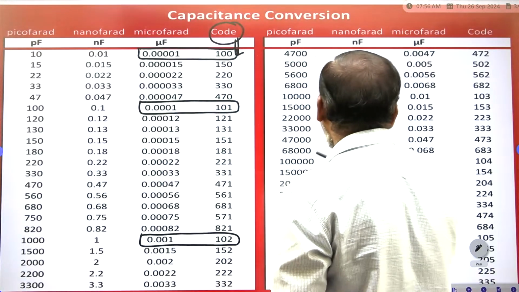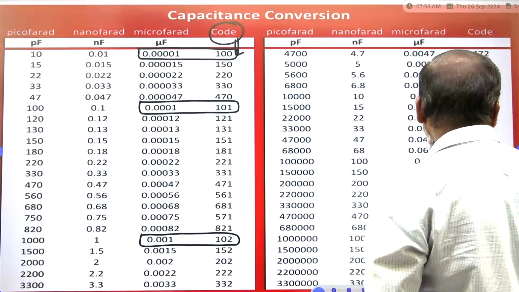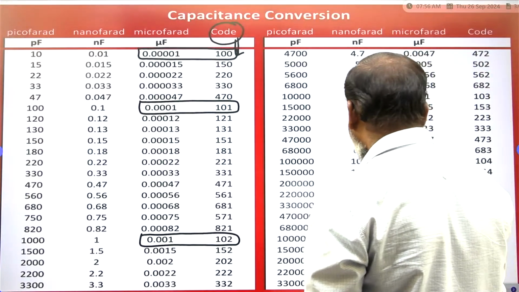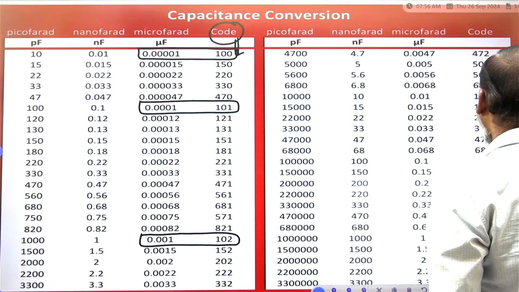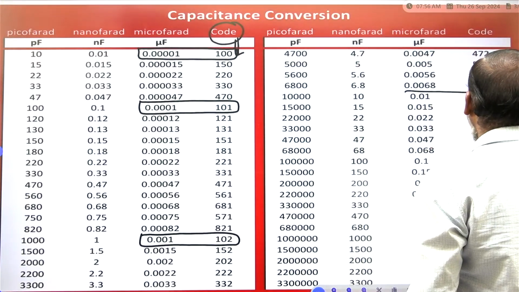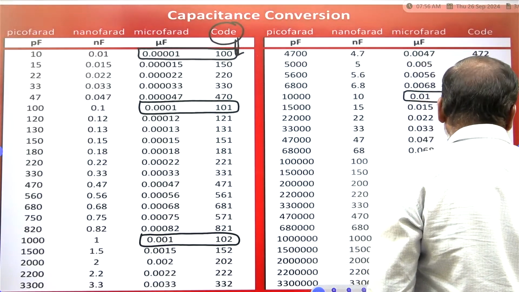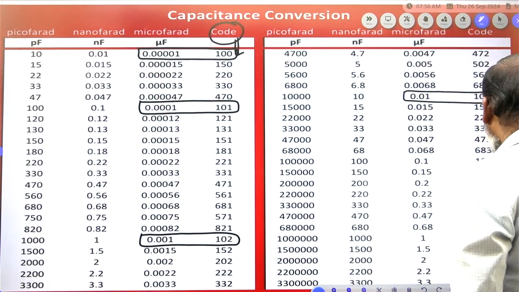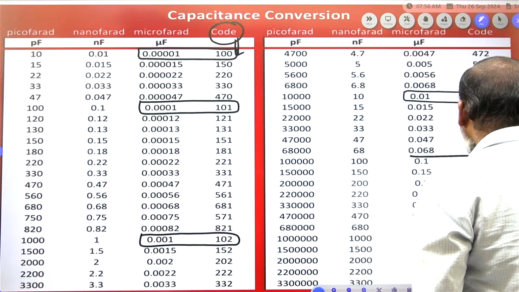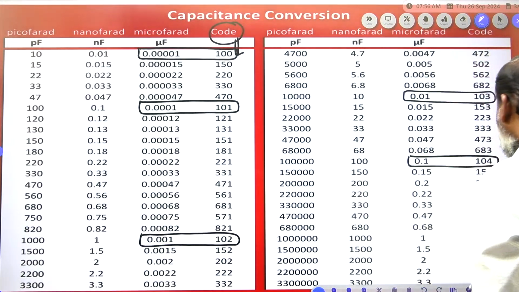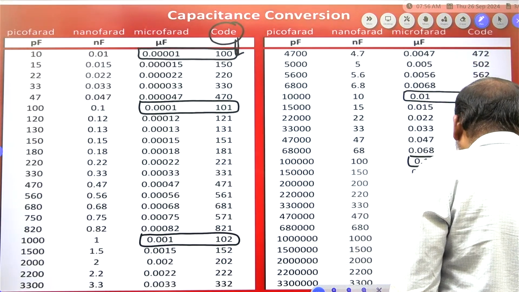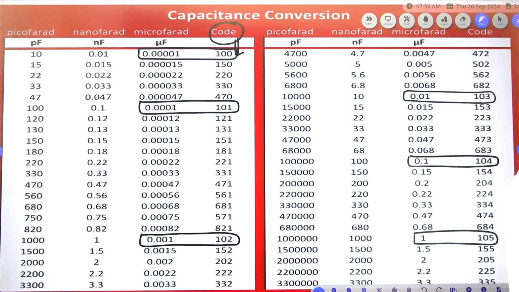Next we have to discuss 104 and 105 also, correct? 103, once you have to check 103. Next, whatever the thing, 104 is 0.1 microfarad, 105 is 1 microfarad.